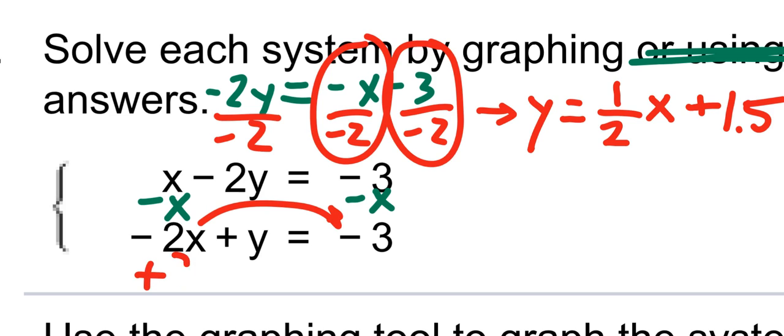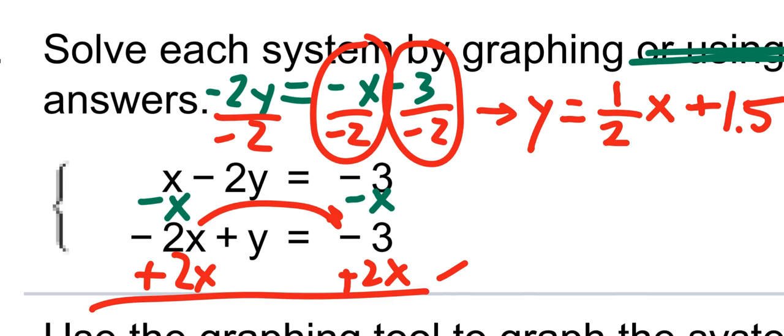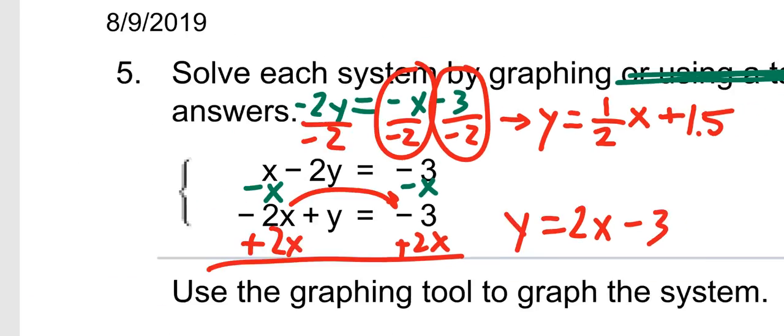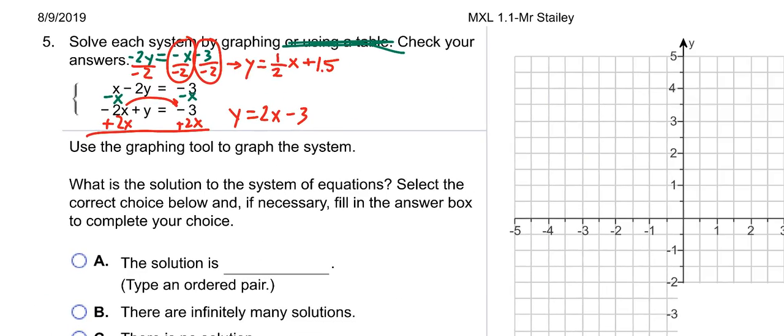Okay? So if you add 2x to both sides on the second equation, sorry for the mistake there, the second one is much easier, y equals 2x minus 3. Okay, so these are the two equations you've got to graph.